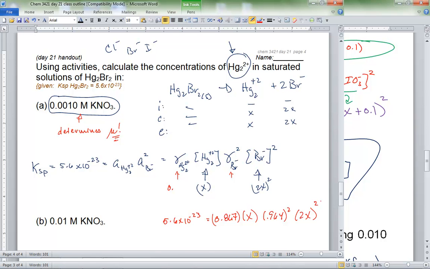The only other complication that I think could be thrown in here is to make it so that this is not in the table. You'd have to interpolate to get these activity coefficients. That's about the only complication that could be thrown at you. Otherwise, you've got it. Okay.